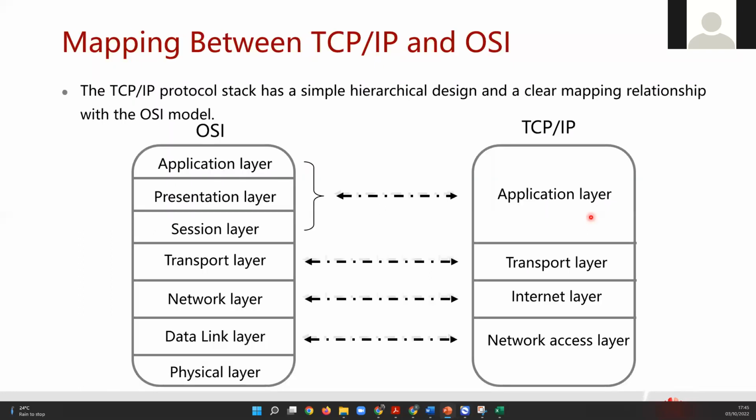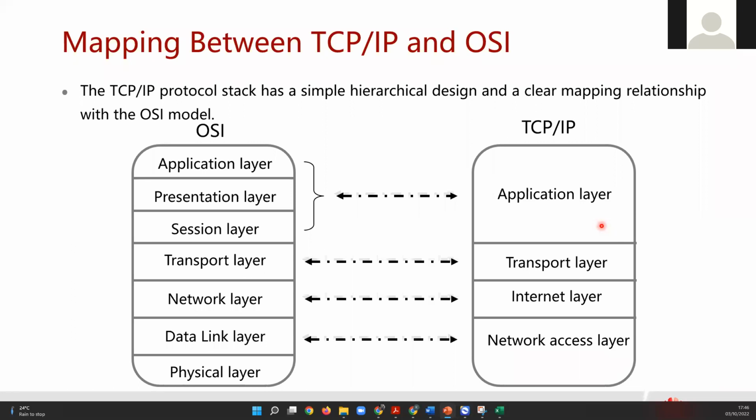It also works with what you call the TCP/IP protocol stack. TCP/IP usually has a mapping with the OSI. For example, the top three layers are usually aggregated into what is called the application layer in TCP/IP. The transport layer has a one-to-one mapping. The network layer is usually called the internet layer. And the data link and the physical layers are aggregated and mapped into what is called the network access layer. So that is how it is mapped. Just get to know and understand it.